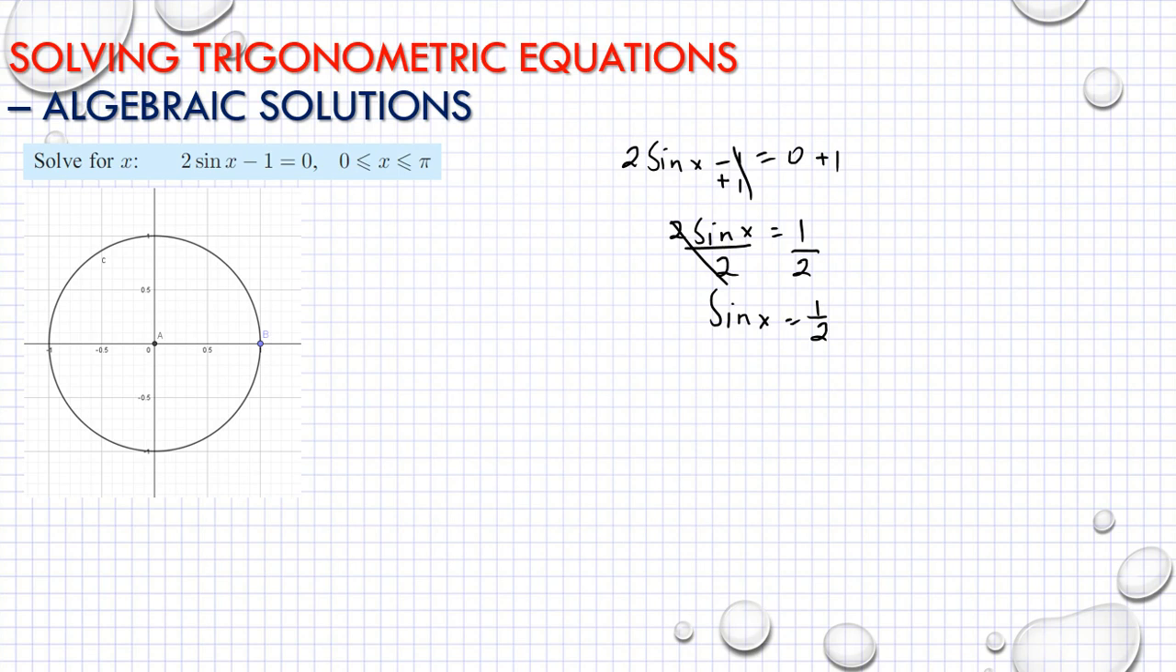And then this is a special angle wherein we know that x is equal to pi over 6 or 30 degrees. How do we know that? If we're not sure, then we can do it like this: x is equal to the arc sine of 1/2. And then you can do that in your calculator. The arc sine of 1/2 is, of course, pi divided by 6 or 30 degrees.